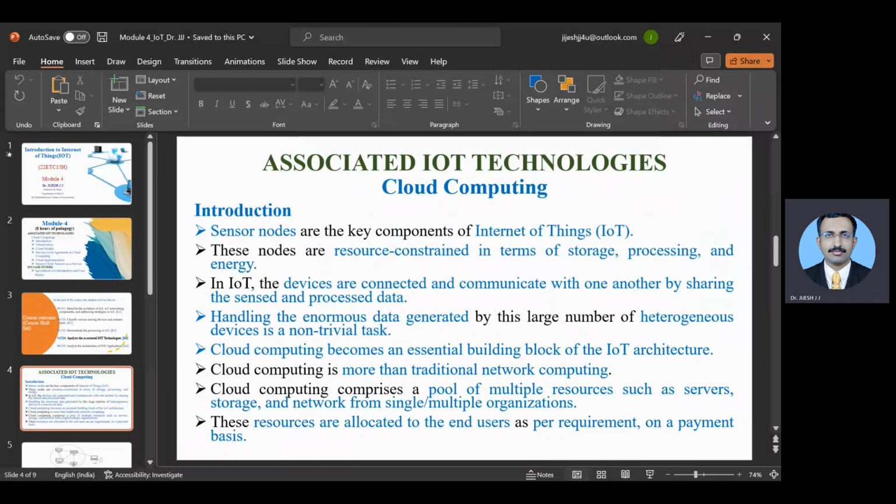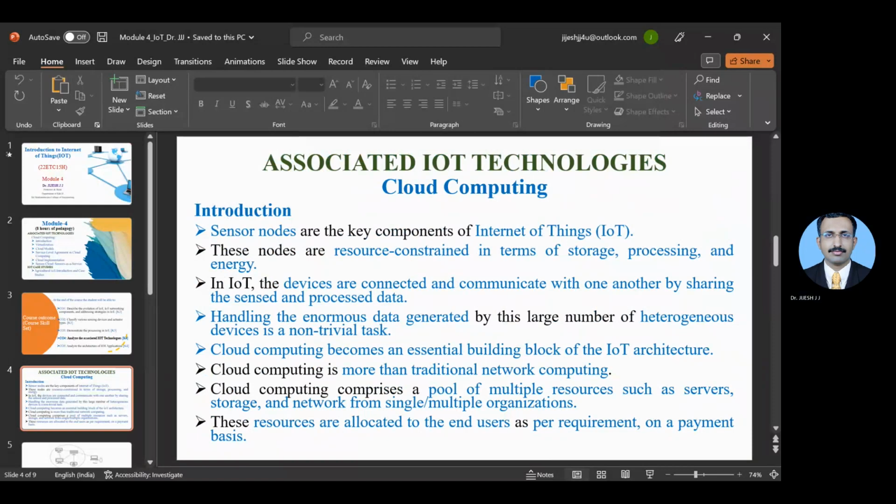Servers, which we even studied in the last class, then storage and network. It can be used for the storage of information, and it can be used for the network transmission of information in a network from single to multiple users. You can use the cloud infrastructure. Then what else can be done? These resources can be allocated to the end users.